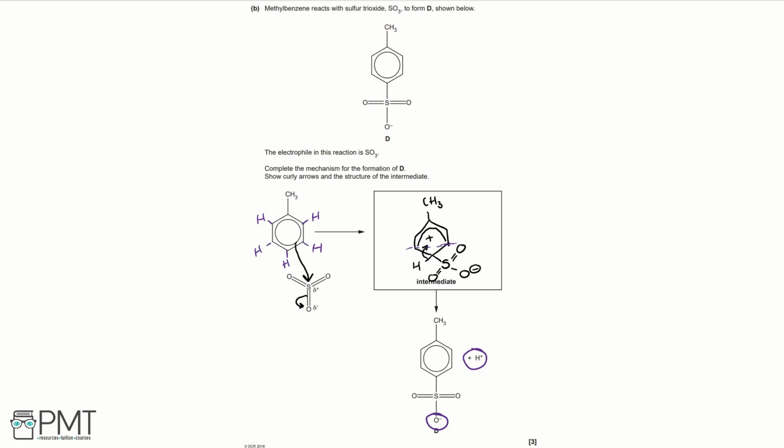So to get the 3 marks here, you get 1 mark for your curly arrows coming off of methylbenzene. You get 2 marks for having the correct intermediate with the correct arrow from your hydrogen to your positive ring. So that gets you 2 marks.